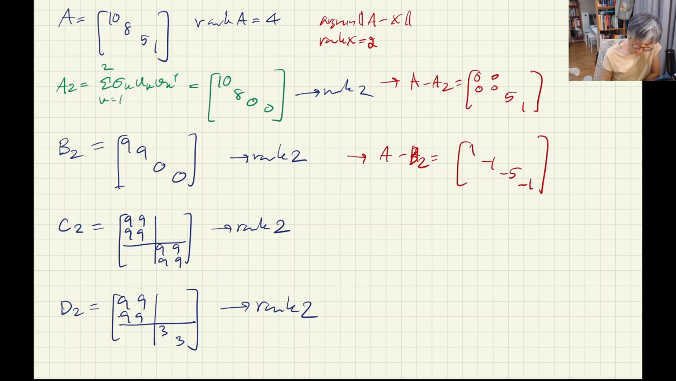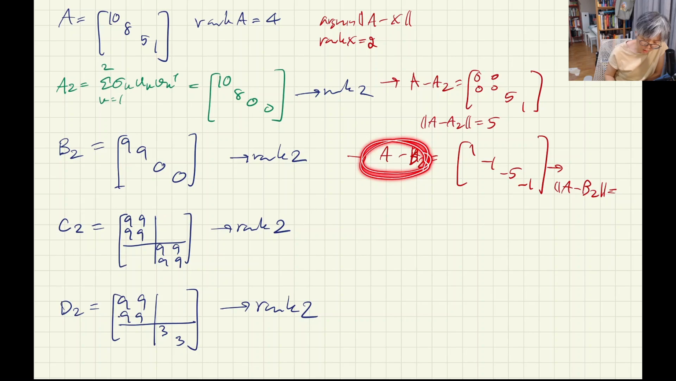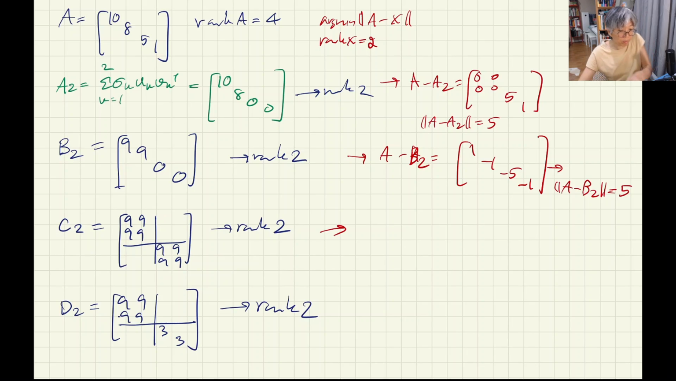minus 1. Because the diagonal case is simple, we know that the norm of A minus A2 is going to be 5. For this choice, the norm of A minus B2 is also the eigenvalue of this transpose this, so this is going to be 5 as well. But for this one, I'm going to calculate in MATLAB.